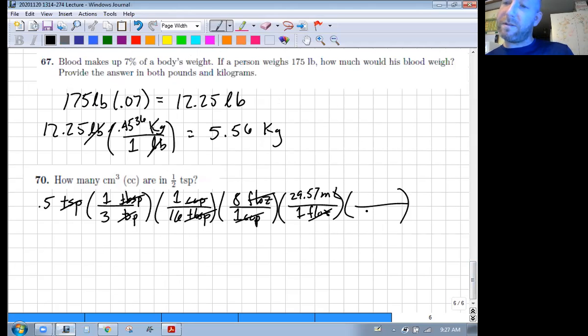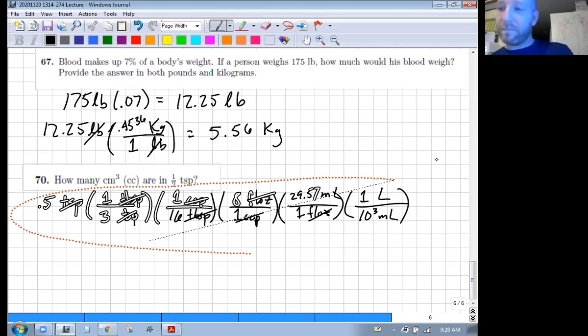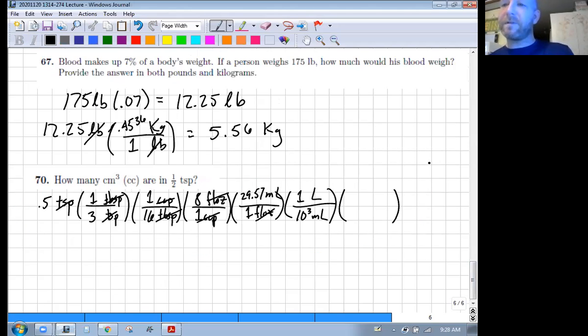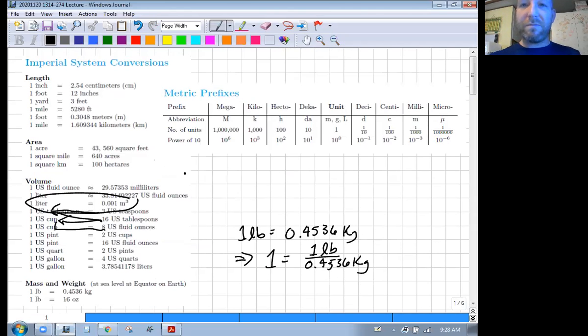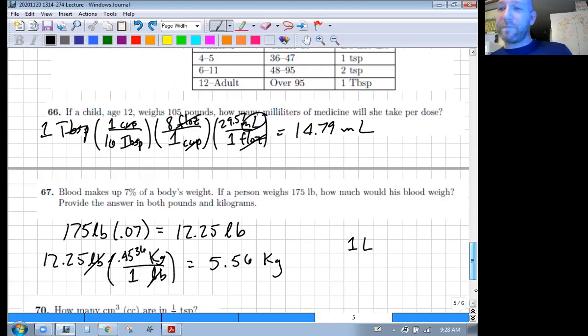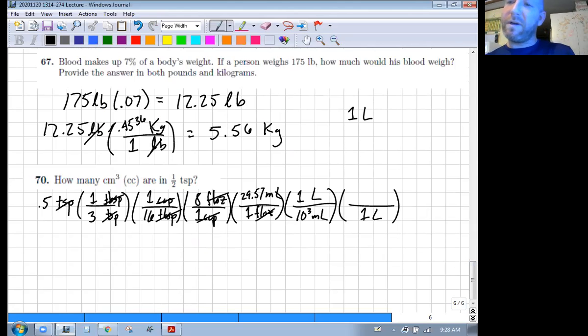So there is 10 to the 3rd milliliters per 1 liter, right? And then they said that 1 liter is 0.001 meters cubed, right? A liter is a volume, and this is finally the only one that tells us actual length, a length cubed. So 1 liter is 0.001 meters cubed. 0.001, that's 10 to the negative 3, right? 1, 2, 3. Yeah, 10 to the negative 3 meters cubed.